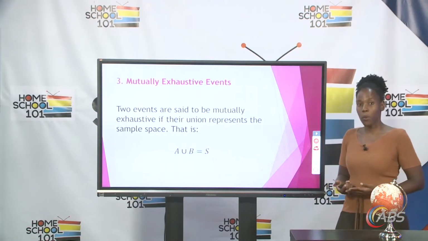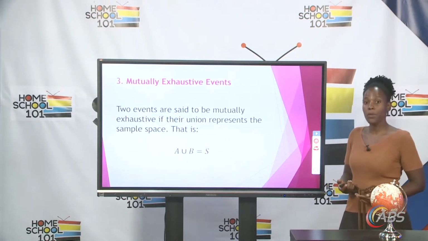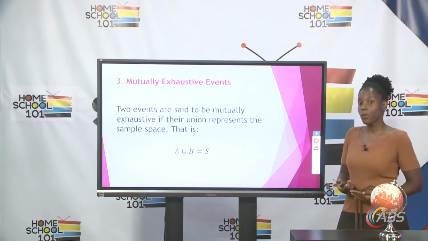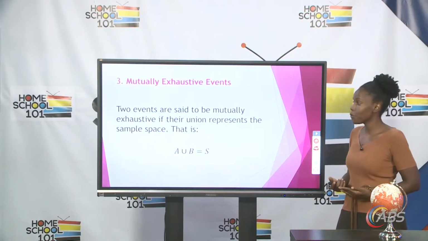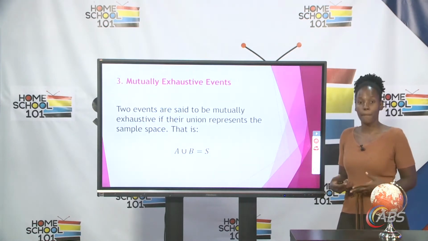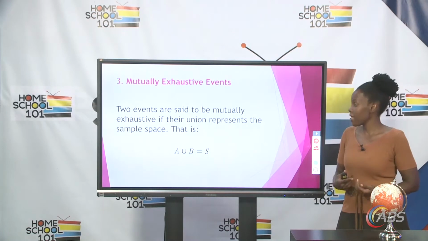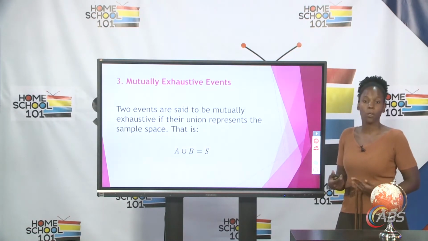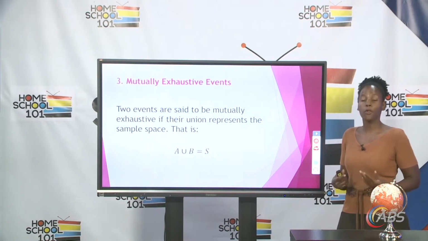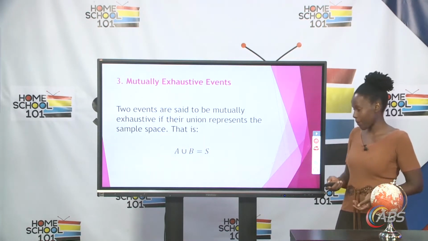The third event that we will look at is what is referred to as mutually exhaustive events. Two events are said to be mutually exhaustive if their union represents the sample space. So when we take both events, all the events that are occurring, everything is equal to the sample space. The total of these two events represents the sample space.